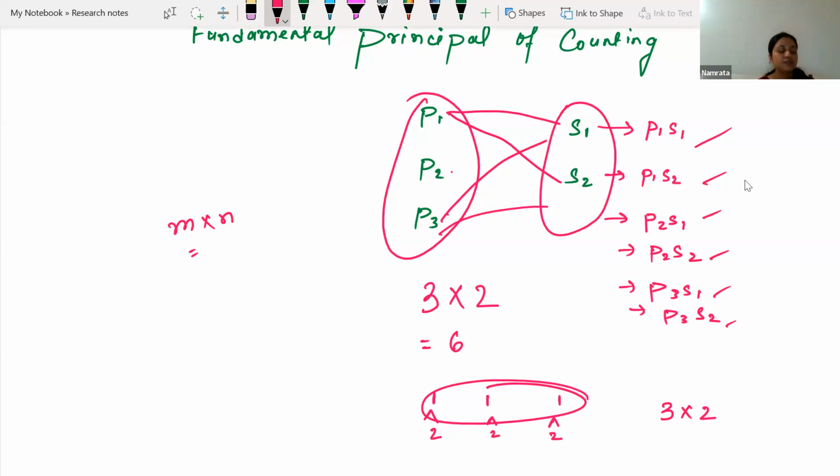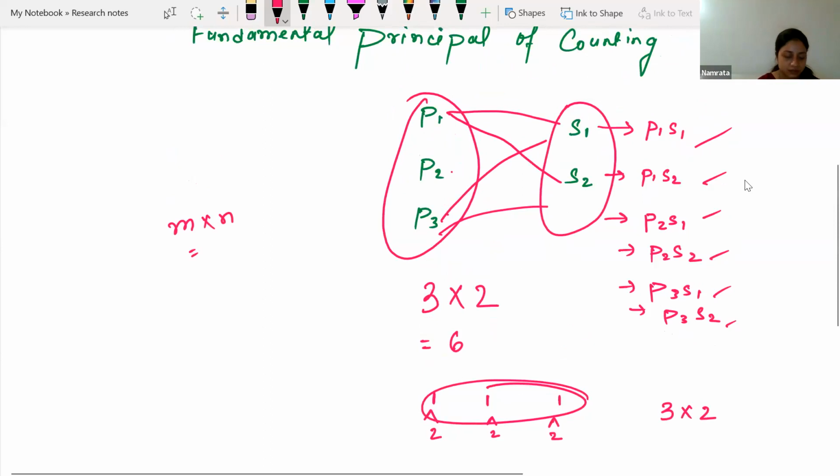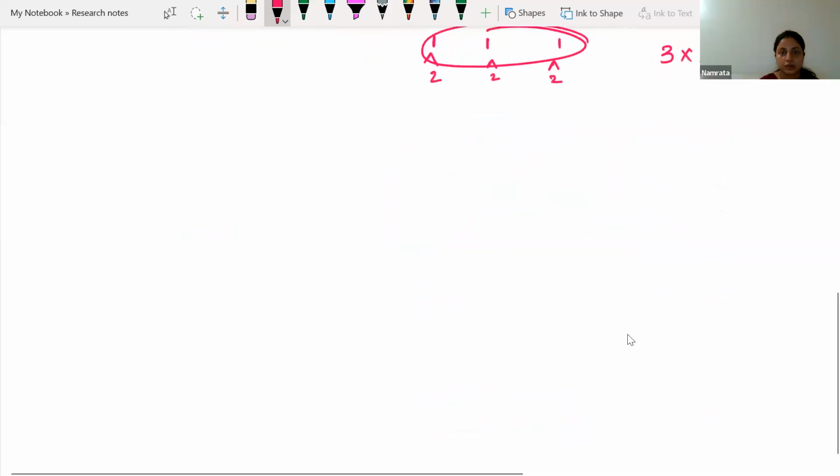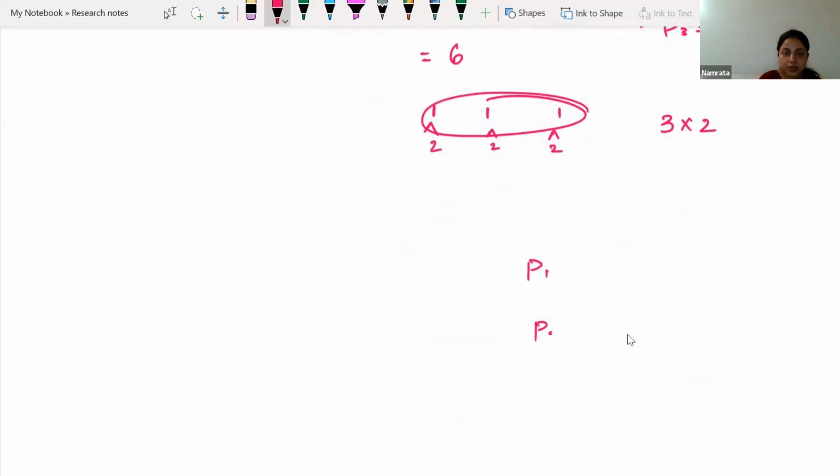Now suppose ties are also there. The same cases P1, P2, P3, here we have 2 trousers, 1 and 2, and shirts S1, S2, which we have written. Now let's say 2 ties are also there.